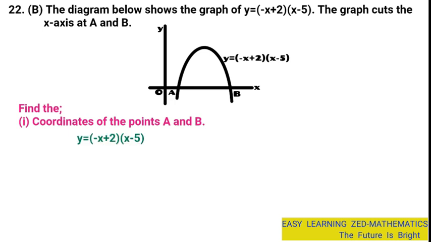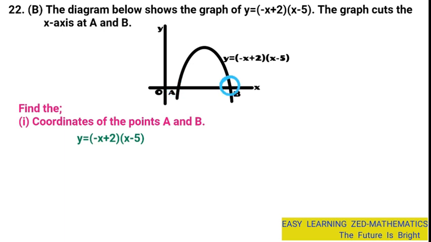Okay, so when we look at this graph, you can see that A and B are meeting the x-axis, where y is 0. So when you look at point A, the reading on the y-axis is 0. The reading of the graph on point A at the y-axis is what? 0.